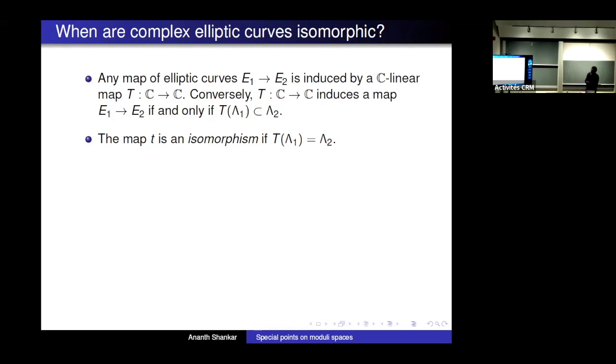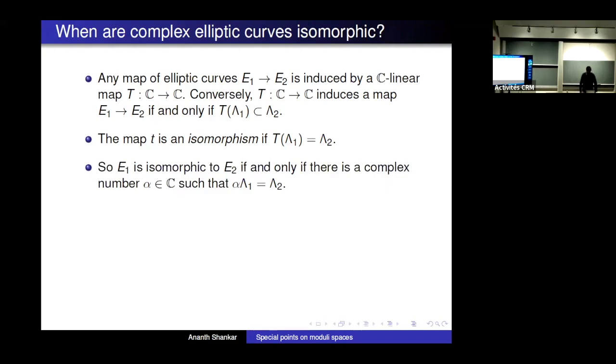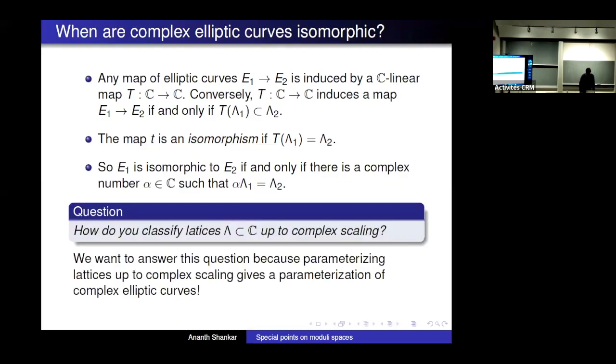Of course, because C is a one-dimensional complex vector space, any linear map is just scaling by a complex number. So what we're asking is when you can find a complex number that scales the first lattice to the second lattice. In other words, two elliptic curves will be isomorphic precisely when there's a complex number that scales your first lattice to equal your second lattice. So parameterizing complex elliptic curves is the same as classifying lattices up to complex scaling.